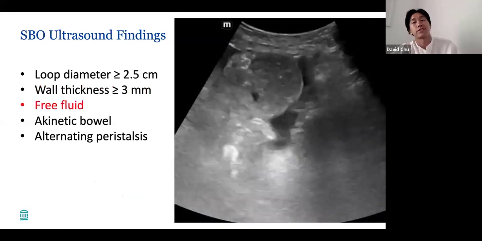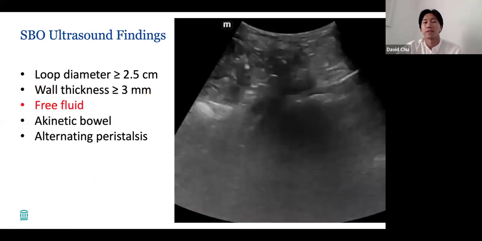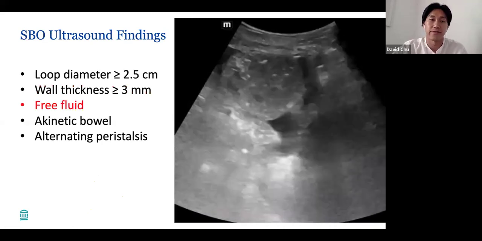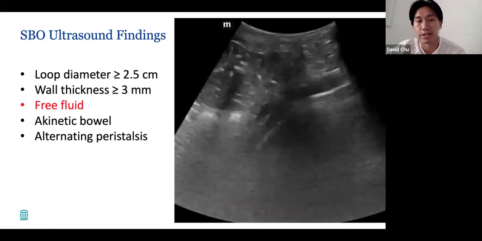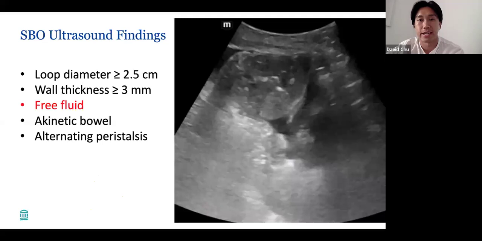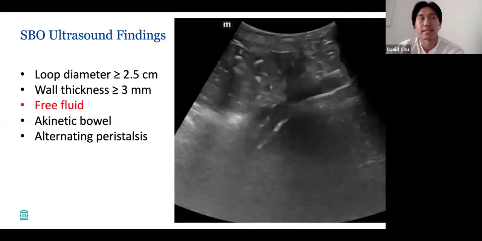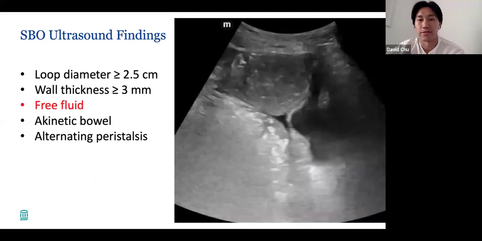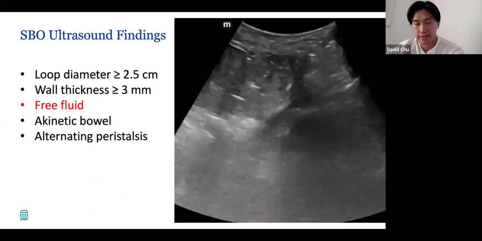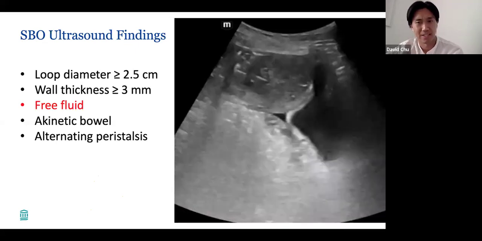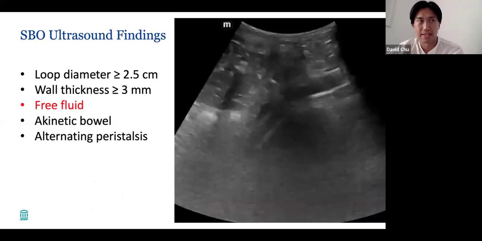And again, you could also see free fluid, just like with a complicated appendicitis. You could see free fluid in the case of small bowel obstruction. And again, free fluid would indicate more likely that this patient would need surgical management rather than medical. And sometimes it could be difficult to tell what is free fluid and what's not.